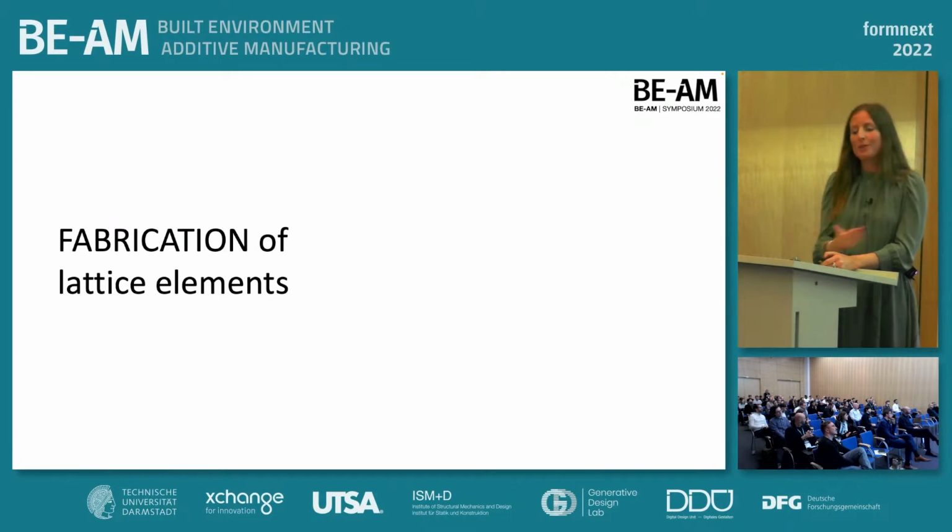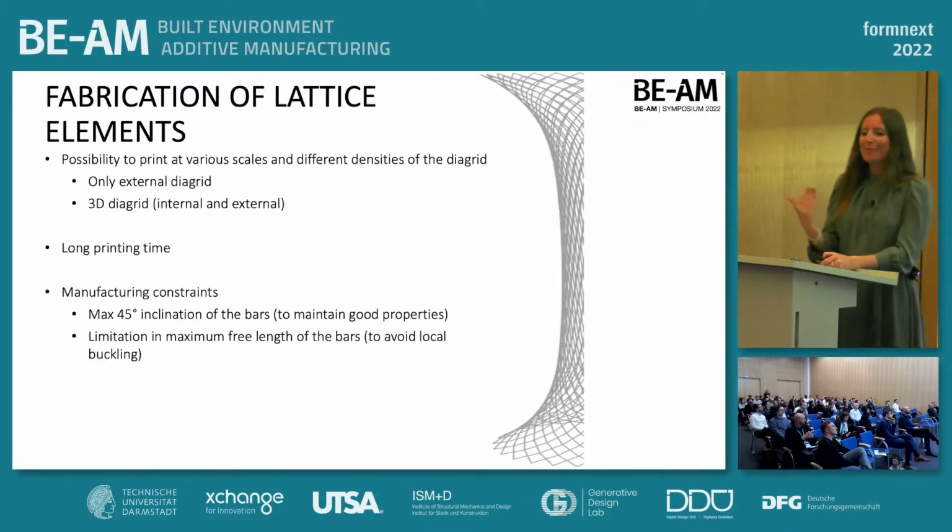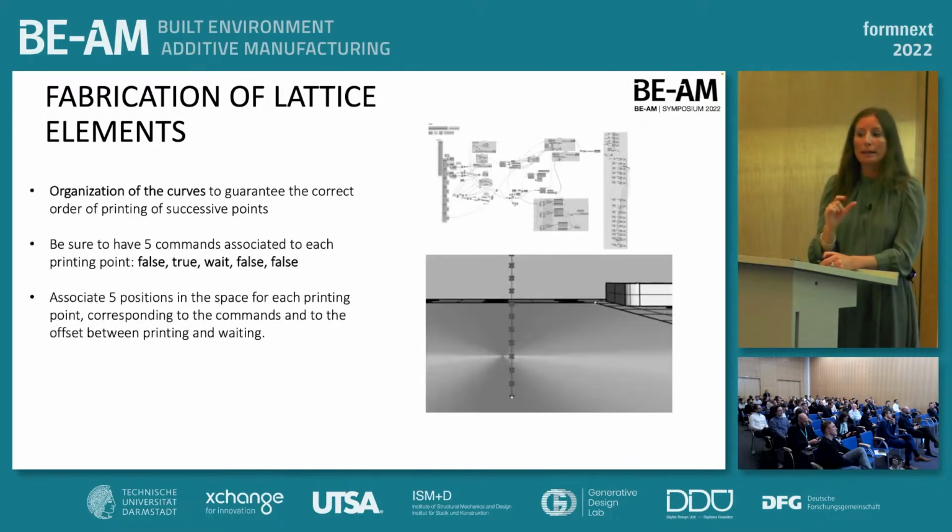But now moving to the fabrication, because it's the thing that I think you would like most. As I said, there are different ways of producing lattice elements at the mesoscale. You can either do just an external diagrid or also a full 3D diagrid. It depends on the type of stiffness that you want to achieve. The printing time can be long, that's for sure, so you need to consider that, and the manufacturing constraints. As I said, maximum inclination of the bars, but also the limitation in the maximum free length of the single pieces to avoid local buckling.